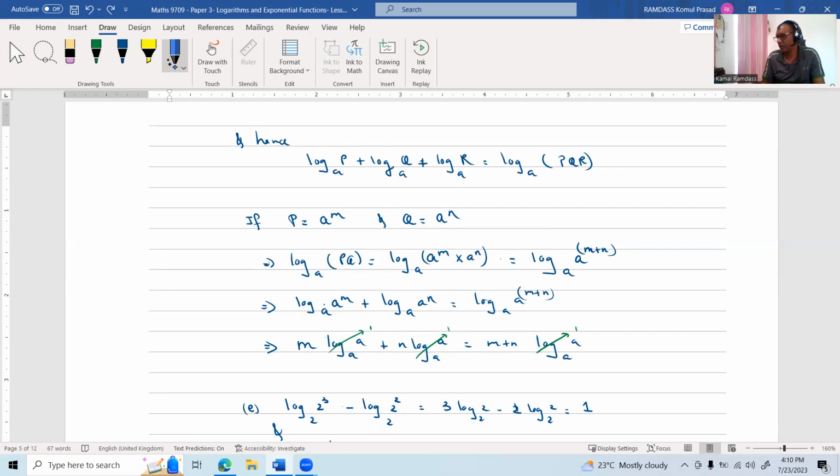Et ça, mon service à law of logarithm là-haut, multiplication law: log de a to the power of m base a plus log de a to the power of n base a is equal to log de a to the power of m plus n base a. Finalement, ça vient m log de a base a plus n log de a base a is equal to m plus n log de a base a. Et finalement, the equation holds true, m plus n is equal to m plus n.